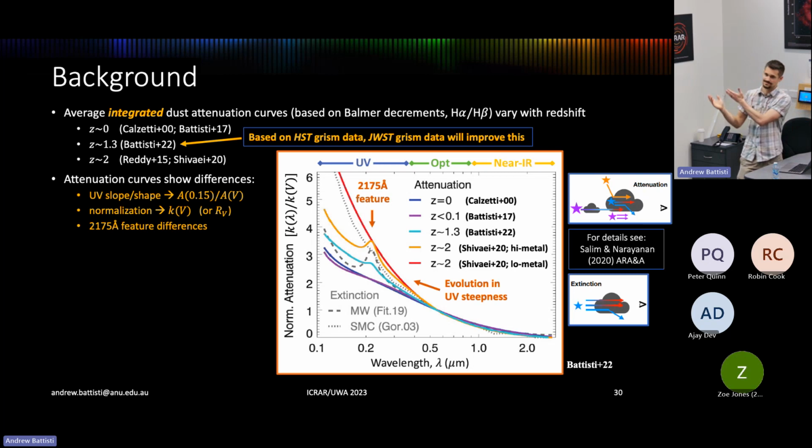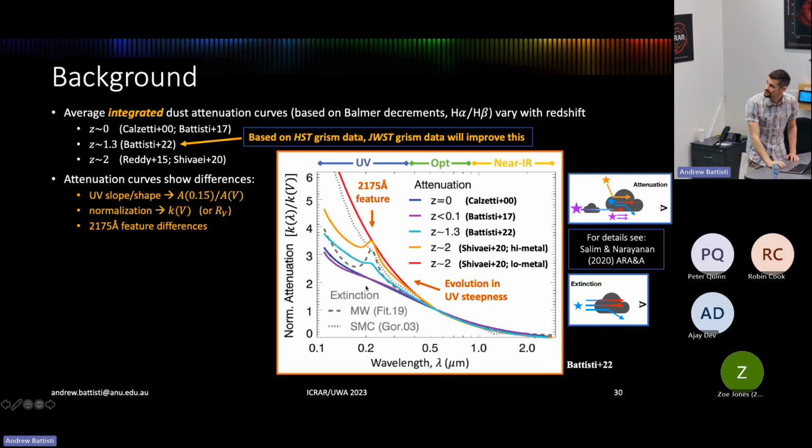If you're interested, I just wanted to highlight there's a distinction used in the community between attenuation versus extinction, and this review paper is a great resource to get more details on that. It just comes down mainly to geometry. So extinction is measured along a line of sight, whereas attenuation is basically if you're looking at a region, you can have some stars that are foreground to dust, some stars that are adjacent, and it makes it very complicated.